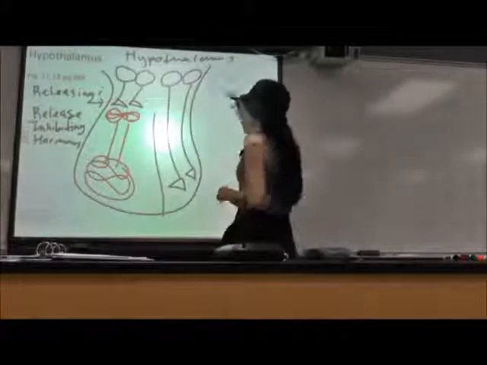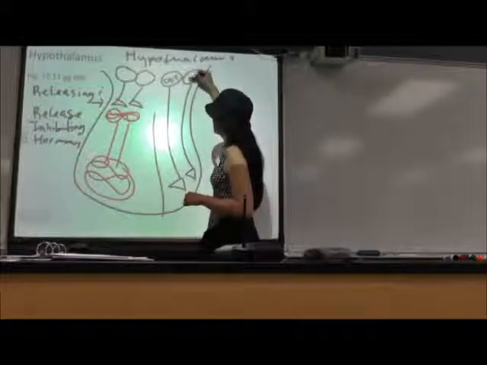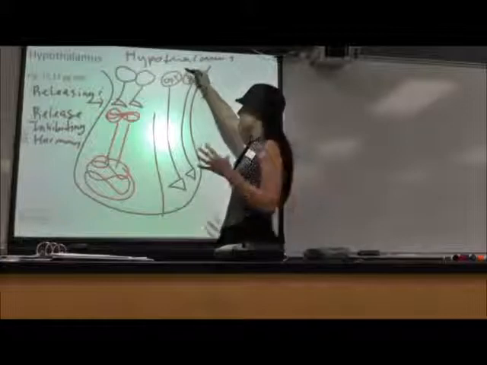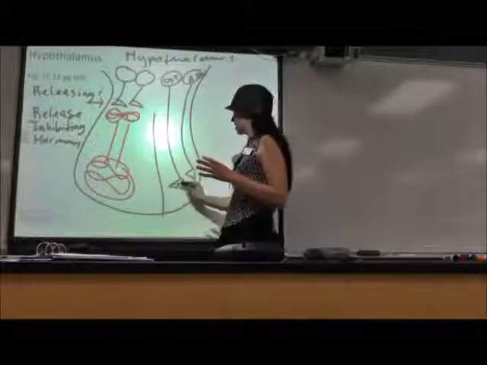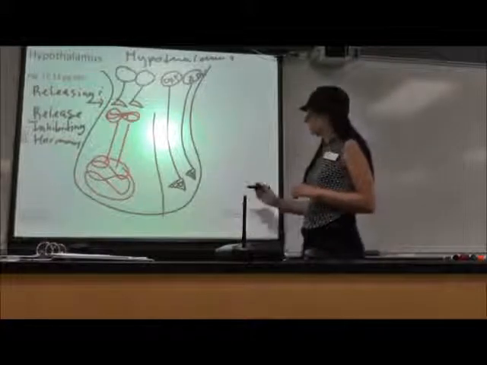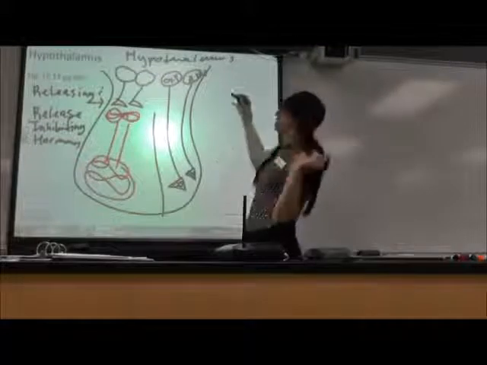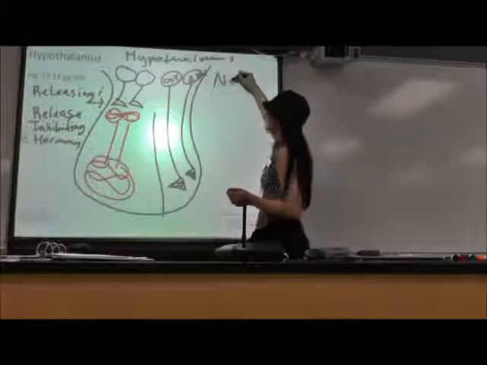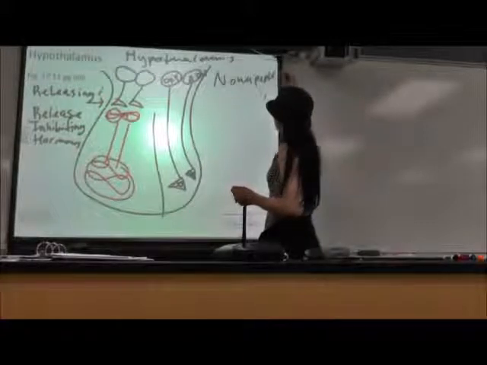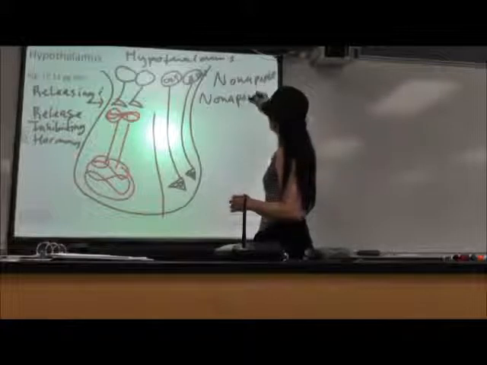pituitary hormones. So we've got neurons that produce oxytocin and another hormone called antidiuretic hormone, and they're produced in the somas, stored in little synaptic vesicles, and released when needed. So these are our posterior pituitary hormones. They're also called nonapeptides, and that's because they have 9 amino acids. Okay, I'm going to rewrite that. Nonapeptides.